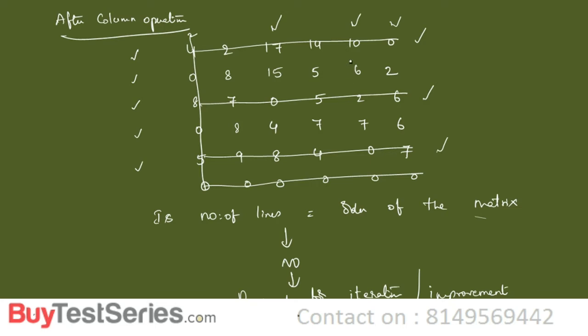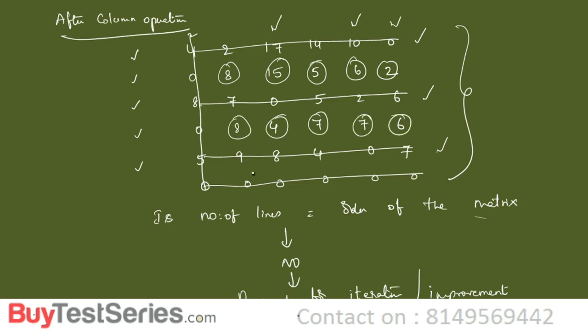Very simple. Now listen carefully. Look at all the numbers here. You can find certain numbers, these numbers 8, 15, 5, 6, 2, all these are uncovered numbers. They are not covered with lines, correct? Whereas look at the remaining numbers, they are covered with lines. So I call them covered numbers. All these rounded ones are uncovered.